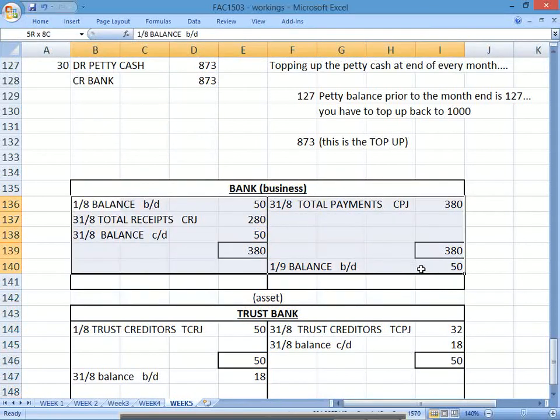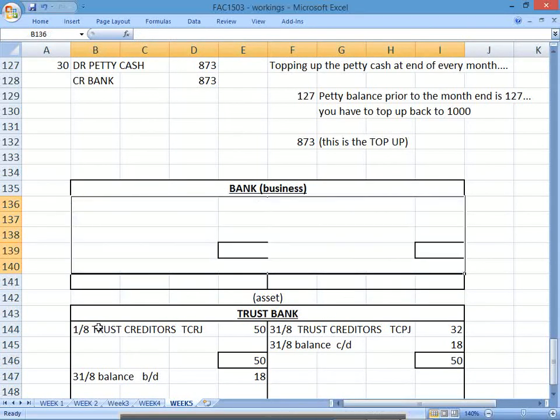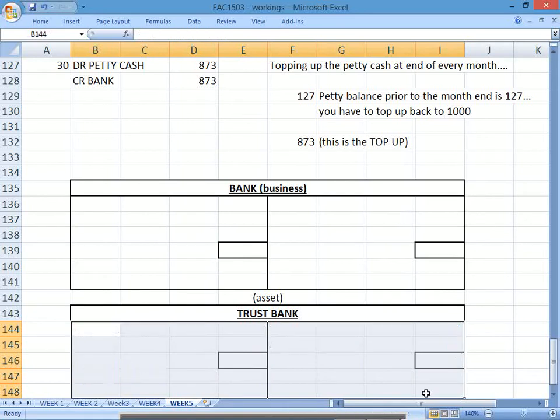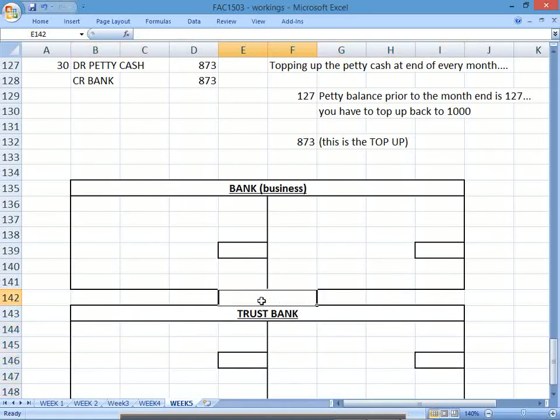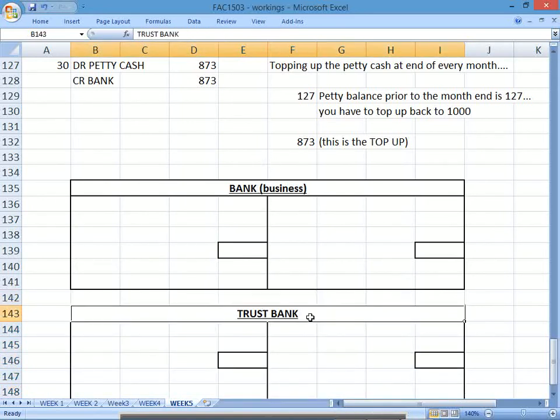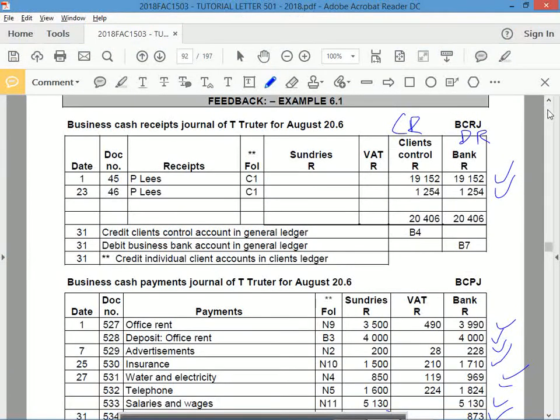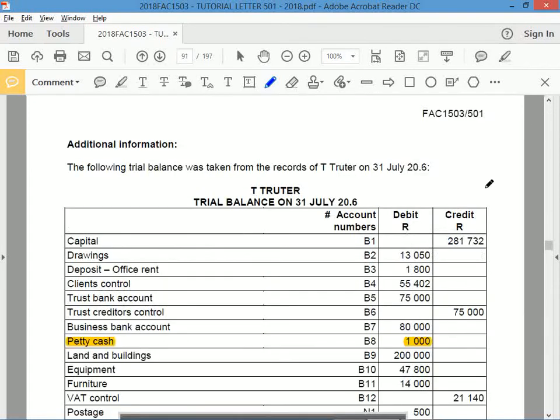Right, so all of that needs to go, and we'll put in our own amounts. All of that needs to go. We'll update and correct everything. Okay, so there we go. Business bank account, trust bank account. Right, do I need opening balances? Definitely. Okay, where do I get opening balances? From the trial balance.